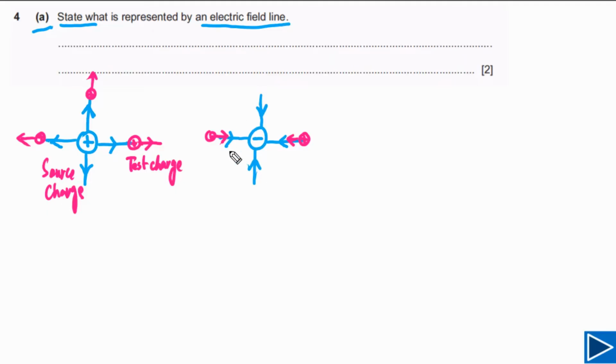So simply, electric field lines tell us the direction of force on a positive charge. In this case, the direction of force on this positive charge is to the right, and here it is to the left. So this is what electric field lines are telling us. And that's all we need to write down for this question, and this is how you can write your answer.